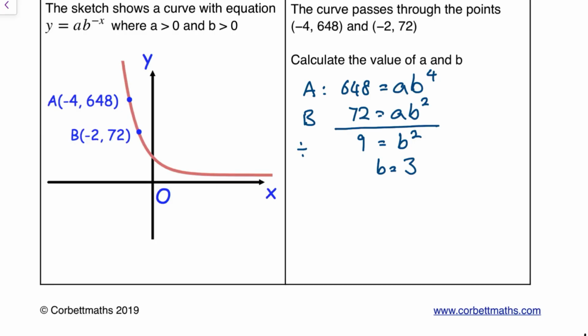Now if little b is 3, let's look at point B, where 72 is equal to a times b squared, which I now know is 3 squared, which is 9, which means a is equal to 8. And that's today done. A is equal to 8, b is equal to 3. Good question to finish on.